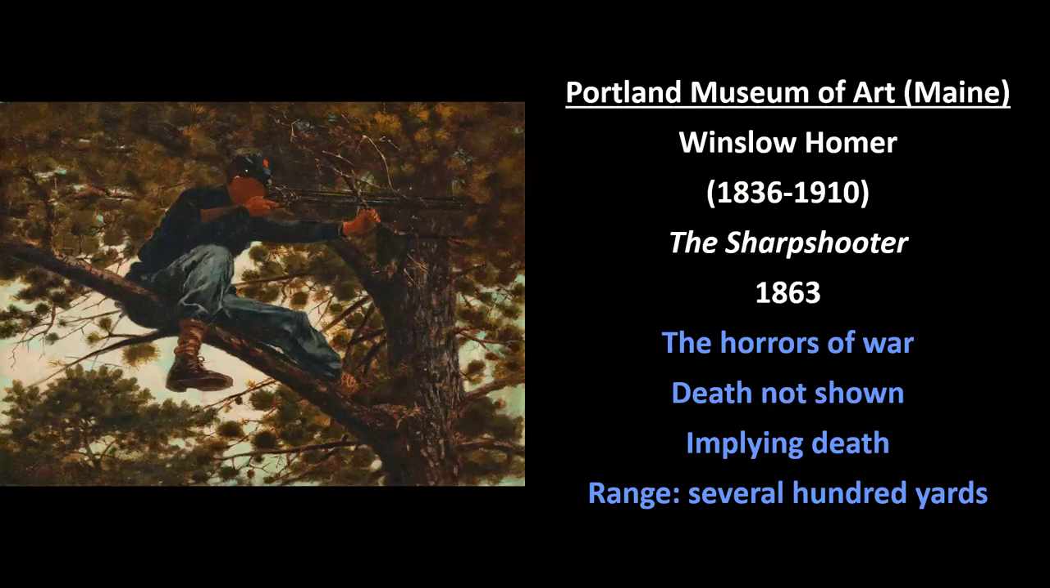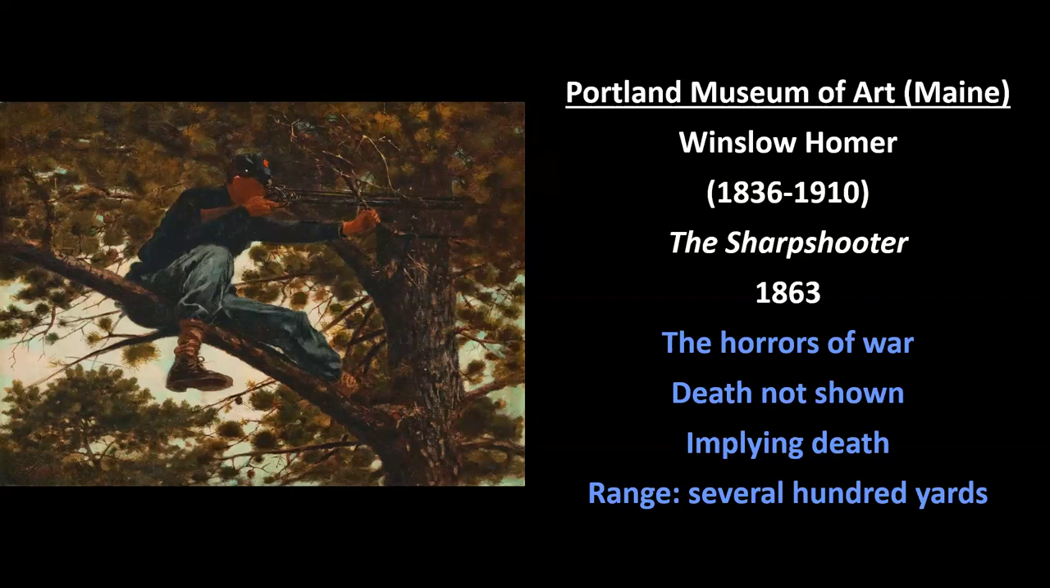And it's called The Sharpshooter. It's from 1863, and this is a really well known Civil War painting. It's depicting the horrors of war. But interestingly enough, the death is not actually shown because it's depicting a sharpshooter, or I guess in modern terminology, they would call this a sniper.